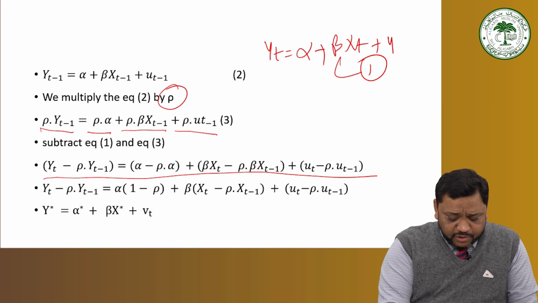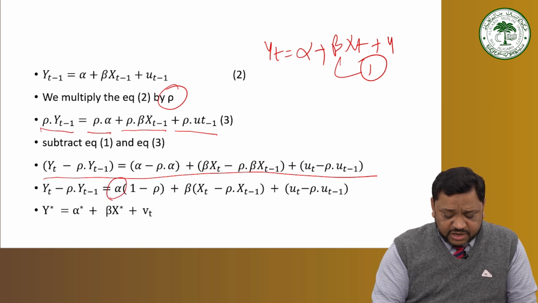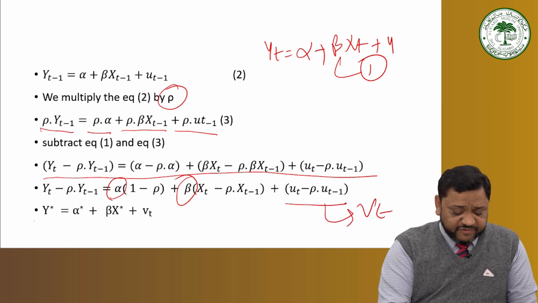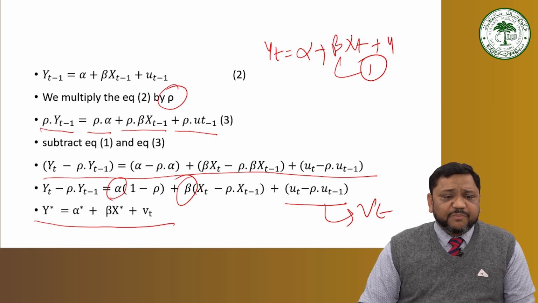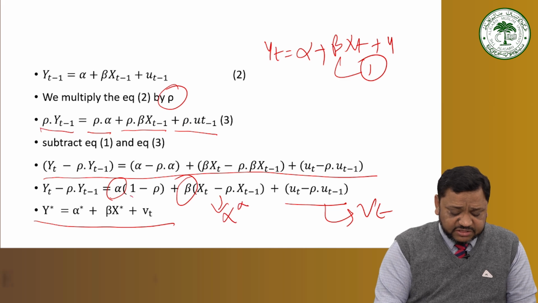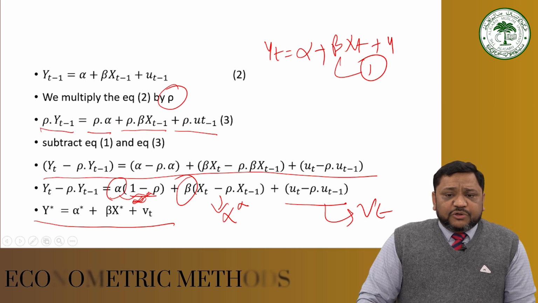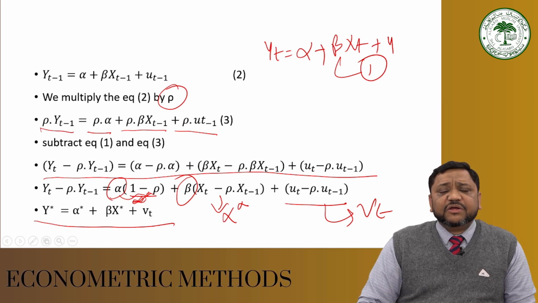Now if we take alpha common here, beta common here, and this term we denote by vt. So this we can finally write as y asterisk is equal to alpha asterisk plus beta x asterisk plus vt, where this entire term you denote by alpha asterisk. So now this is what you can denote finally.